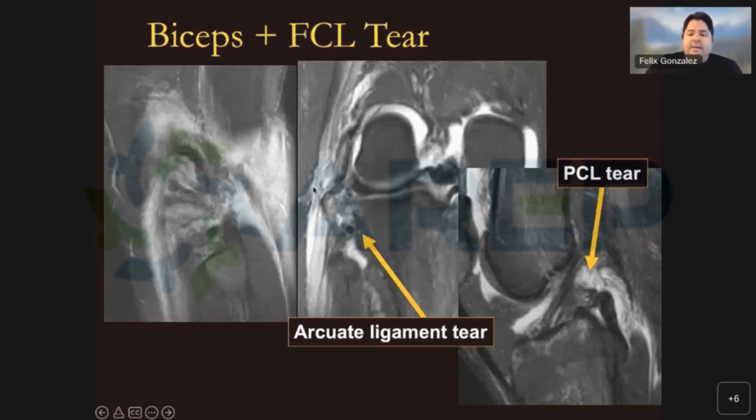This is an example of a biceps and fibulocollateral ligament tear. Basically, you have the lateral collateral ligament and the fibulocollateral ligament coming down here and completely avulsed off the expected attachment onto the fibular head. It's kind of hard to see here, but on the most sagittal view, you see the biceps tendon completely torn and retracted. This person happened to have a PCL tear as well, an avulsive tear at the expected proximal femoral attachment.